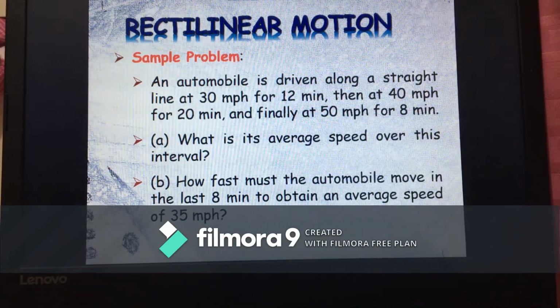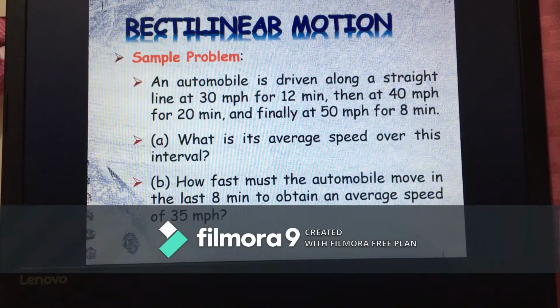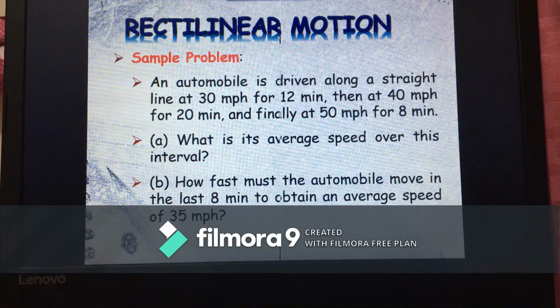Okay, so what are the givens, class? How are you going to approach or solve this problem?